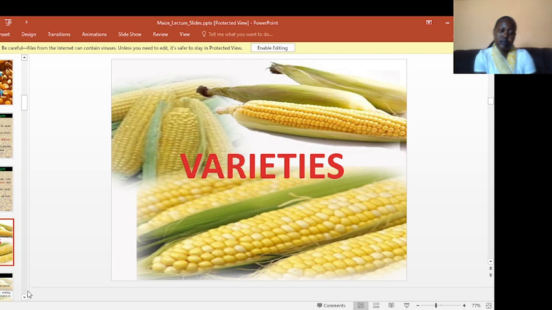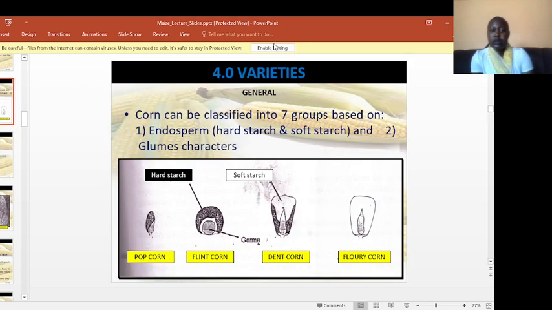Varieties. We can say corn can be classified into 7 groups based on endosperm, that is the hard starch and soft starch, and the 2 bloom characters. We have the hard starch and soft starch, and under the soft starch we have the dent corn and flour corn. Under hard starch we have flint corn, or popcorn, and popcorn.